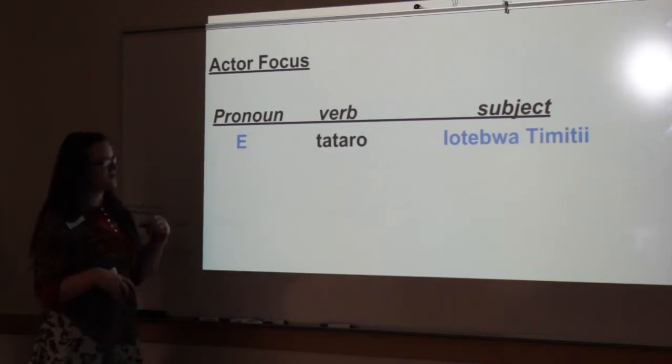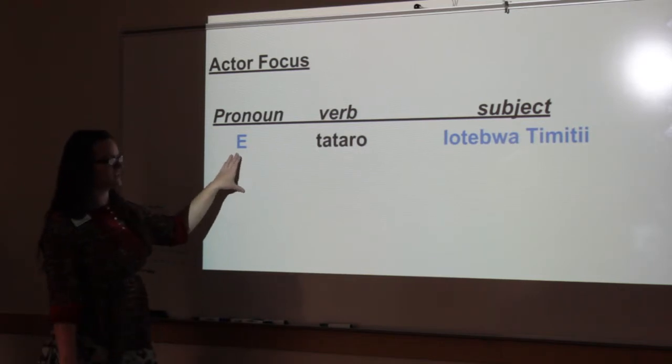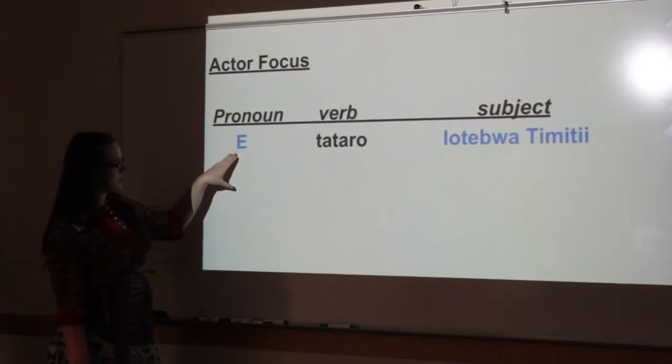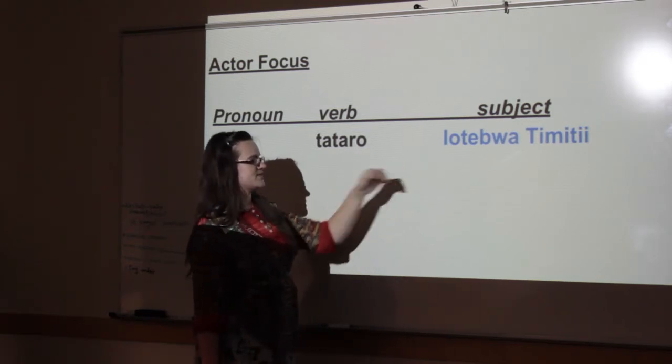So this is the basic Kiribati sentence. In Kiribati, they've got a pronoun, a verb, and a subject as just the simplest sentence structure. So in this sentence, we've got he, Tataro, prayed, Yoteba Smith, Joseph Smith.